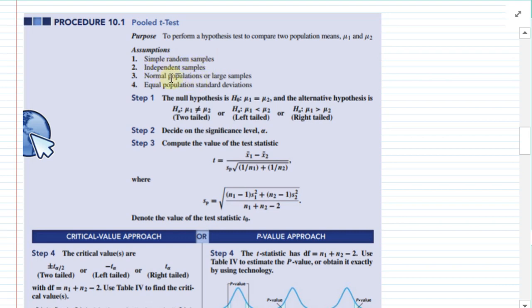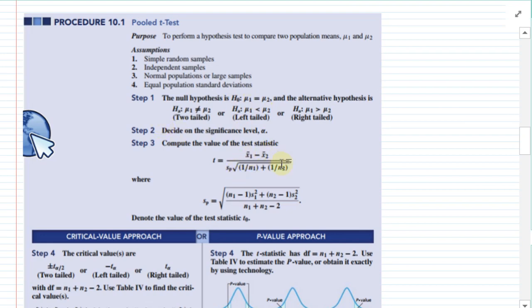And the populations we sample from, one is for x1, one is for x2. Those are assumed to be normal, or each of those sample sizes has to be at least 30. Large samples in the eyes of the central limit theorem means at least 30. So each sample size must be at least 30. And then, of course, in the case of pooled, the equal population deviation. Okay. And these are the forms of the alternative. The null says the two are equal.